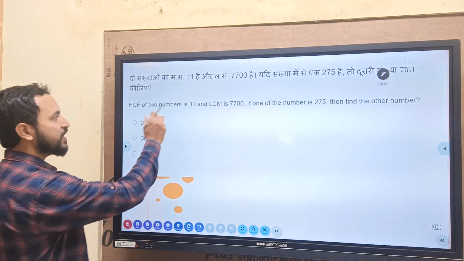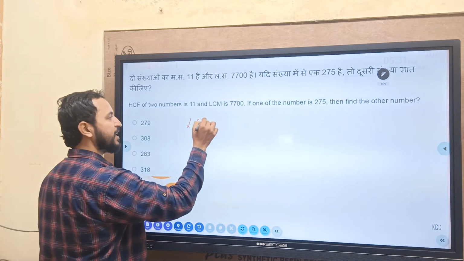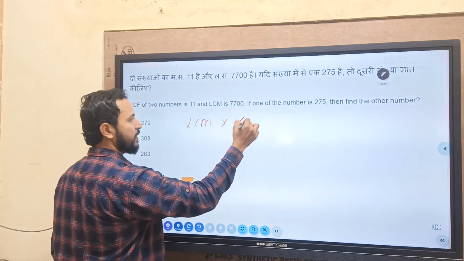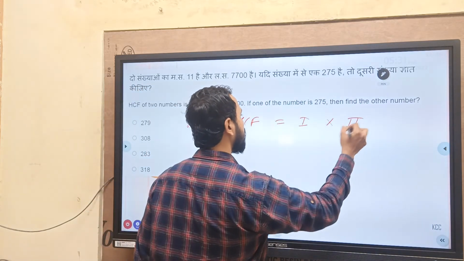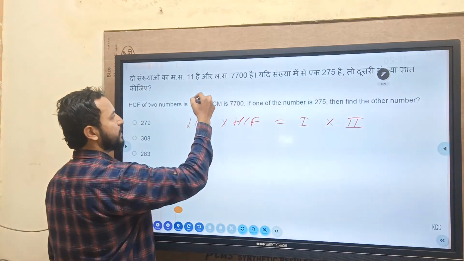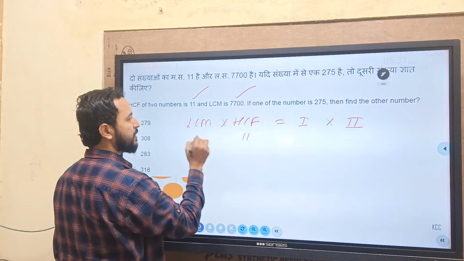Moving ahead, HCF and LCM. LCM into HCF is equal to the first number into the second number. Simple, most asked question. HCF is 11, LCM is 7700.